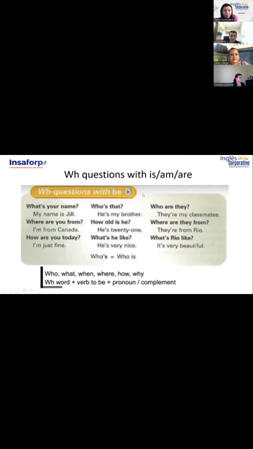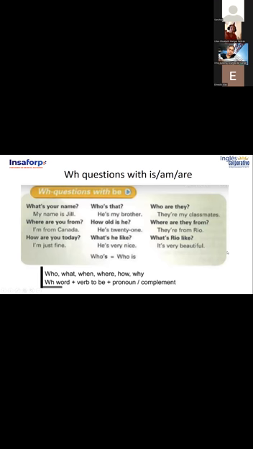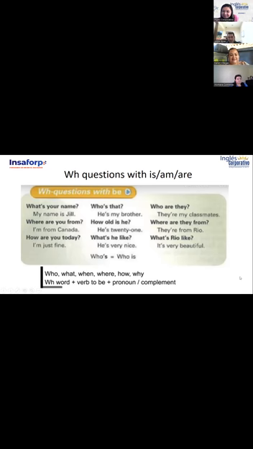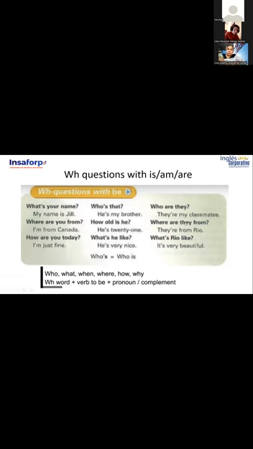We already learned about WH questions with be, with is and are, but we are going to study more about this, okay? So we have some examples here. I would like a volunteer to read this part, another volunteer to read the second column, and a third volunteer to read the last column. Okay, so different people. Volunteers. Okay, Mr. Sanchez, hello. Maybe Irma, can you read the last three, please. Okay, so let's start. The first one, Mr. Sanchez.